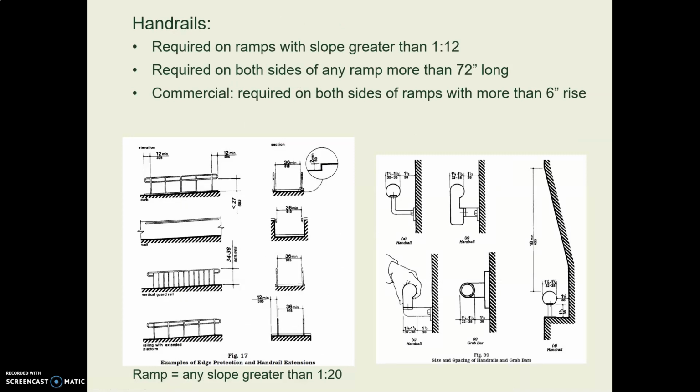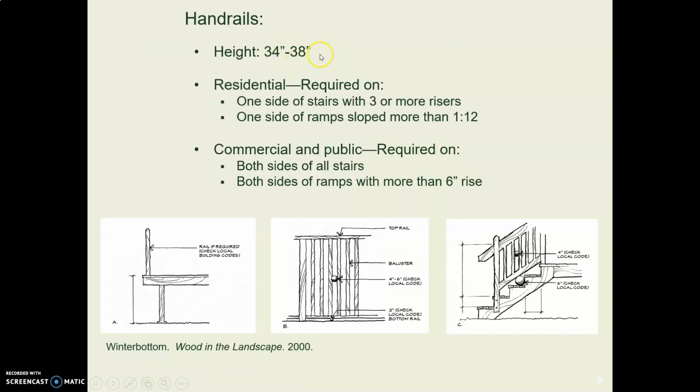There are handrail requirements in the code, and if you're in a commercial setting and you have a ramp that rises more than 6 inches, regardless how long it is or how steep it is, if it rises more than 6 inches, you are required to have a handrail on both sides of the ramp. That is, if it's a ramp, which means it's 1 to 20 or steeper. And the handrails have to be 34 to 38 inches high.